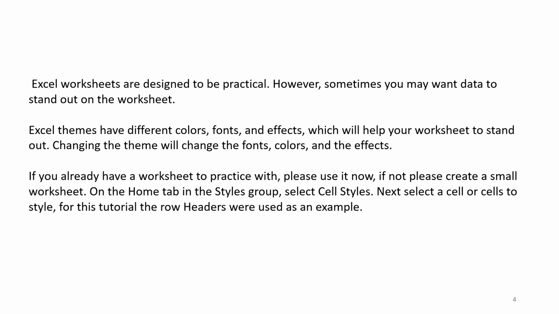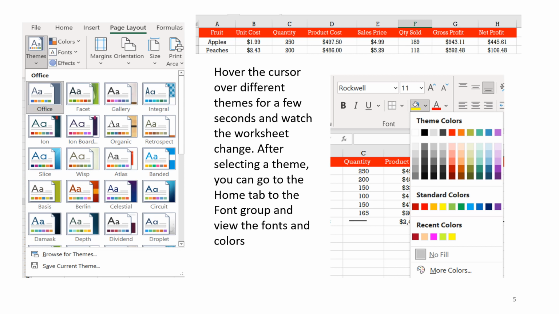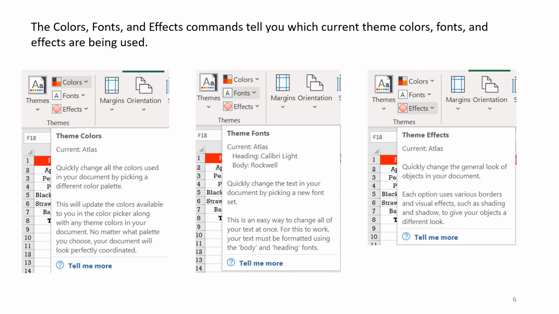On the Home tab in the Styles group, select Cell Styles. Next, select a cell or cells to style. For this tutorial, the row headers were used as an example. Hover the cursor over different themes for a few seconds and watch the worksheet change. After selecting a theme, you can go to the Home tab to the Font group and view the fonts and colors. The Colors, Fonts, and Effects commands tell you which current theme colors, fonts, and effects are being used.